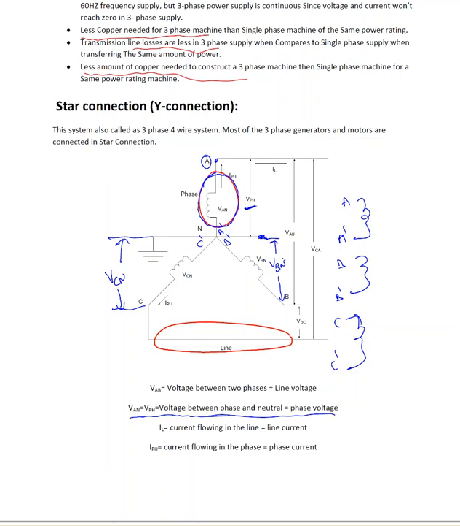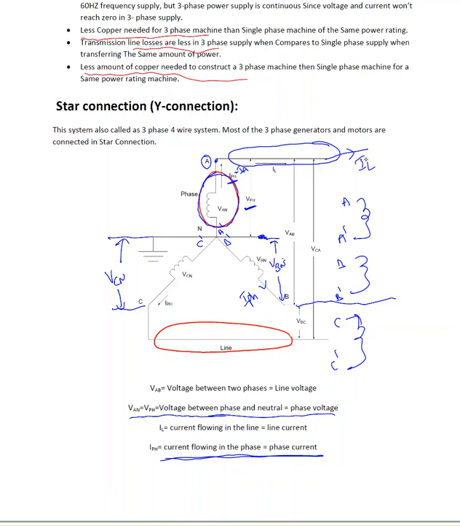Now the current passing through that winding is called phase current. So IPH is the phase current, also called IA basically, but IPH is a good term, we'll use IPH. The current flowing in the phase is called phase current. Now this wire is called line. So that's line A, this is line B, and line C. We have three lines, and the current passing through the line is called line current.